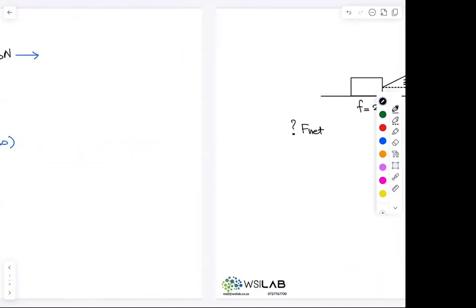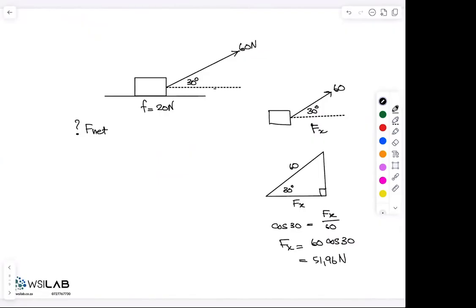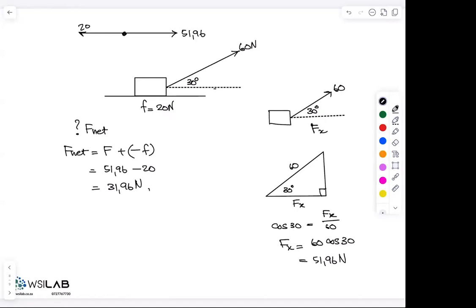Good. Okay, so now I'm back with this drawing. I am back on the surface. We have 51,96, and friction, we have 20 newtons. So F net is F plus minus friction, and that gives me 51,96 minus 20, and that is 31,96 newtons to the right or east.